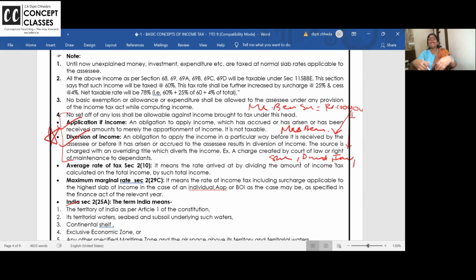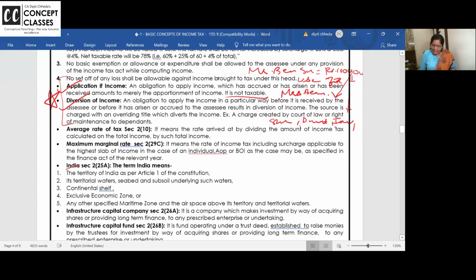Application of income means I am earning and I am applying, I am using. I need not pay the tax again. An obligation to apply income which has accrued or has arisen or has been received amounts to merely the apportionment of income. It is not taxable. Application of income is use of income. You have this material, you write here. Use of income. Once you get 1 lakh rupees, you have to pay tax because it's your salary. But then you give it to your father, your spouse, you do shopping, donation. Again, should they pay the tax? Husband comes and gives the salary to wife. So wife should pay the tax? No.